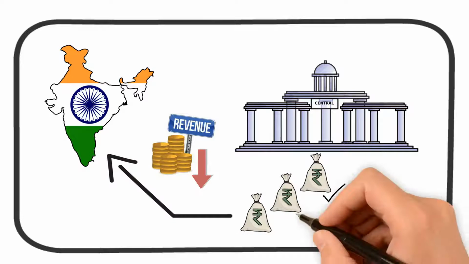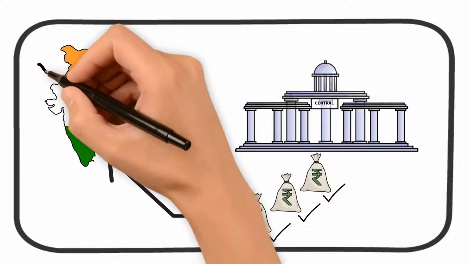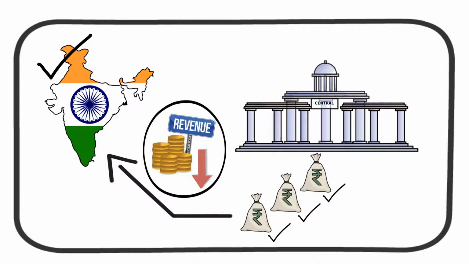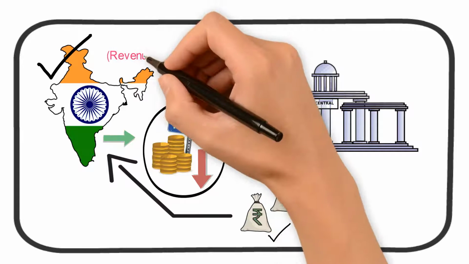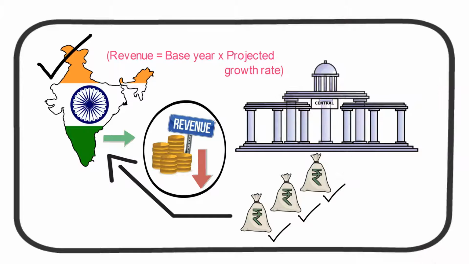The amount shall be the difference between the projected revenue that the states would have received and the actual revenue that the states are generating right now. By projected revenue, we mean the revenue for a base year multiplied by the projected growth rate.